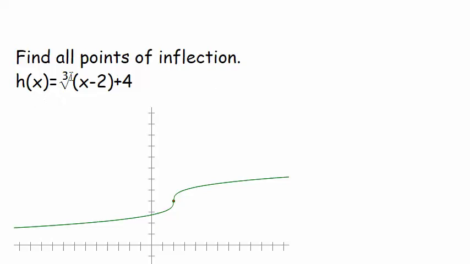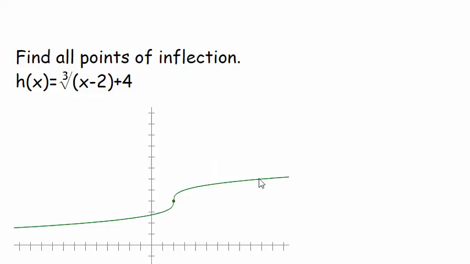We got h of x equal to the cube root of x minus 2, plus 4. So we got the graph here of h of x, and you can see this red dot indicating where the inflection point is taking place. It looks like 2, 4 right there. Is that just a coincidence or what?